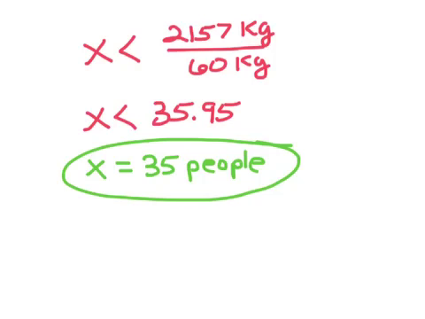And usually you're going to be rounding down because if X is 35 people, you know that you're not going to exceed the density of water and your boat will float. Remember, if X were 36 people, that would be too much weight. Your density would be greater than the water and your boat would sink.